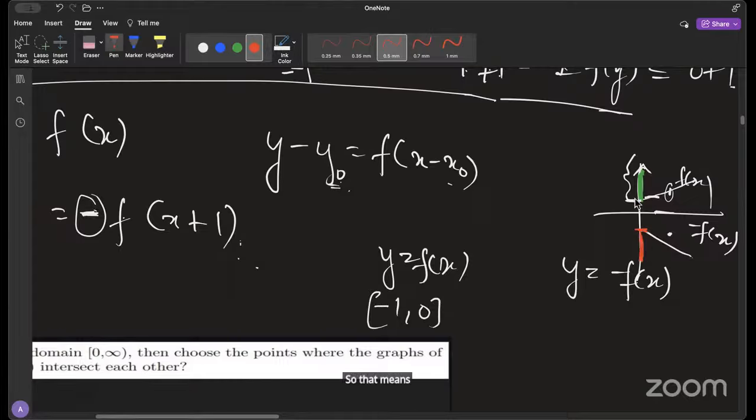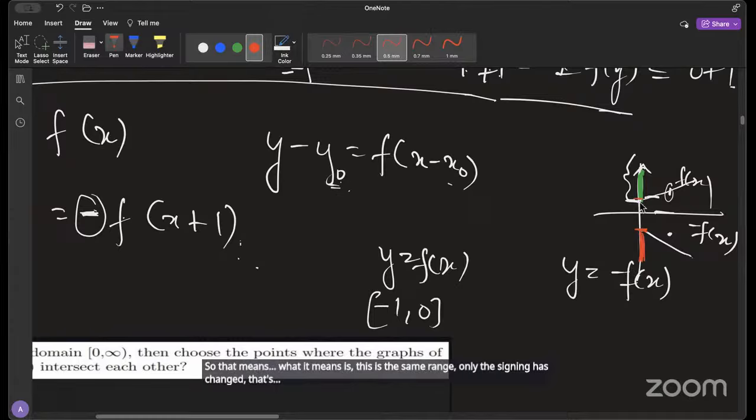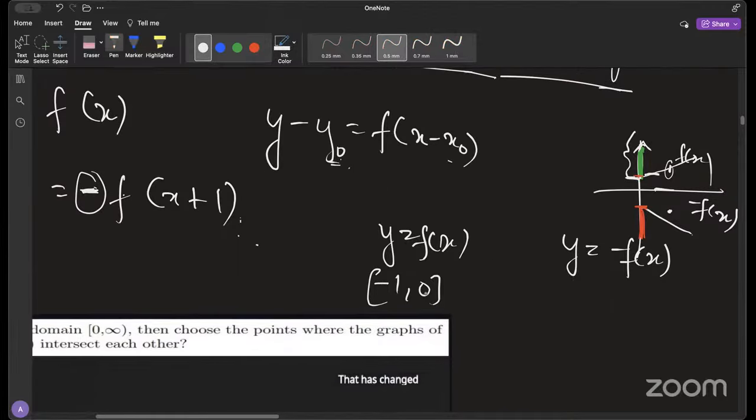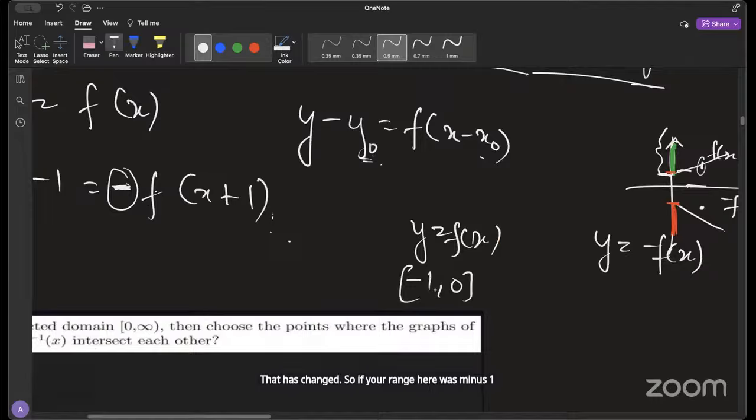So the range, what it means is, this is the same range, only the sign has changed. Here it was, let's say, from a to infinity. Now it becomes from minus a to minus infinity. That has changed. So if your range here was minus 1 to 0, it should change now, and it should be from 0 to 1. Is that okay?